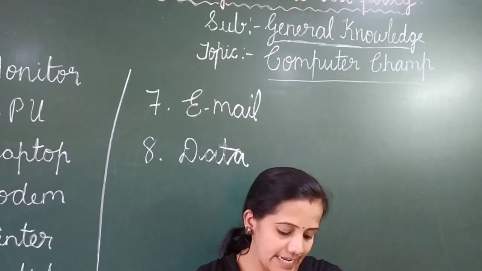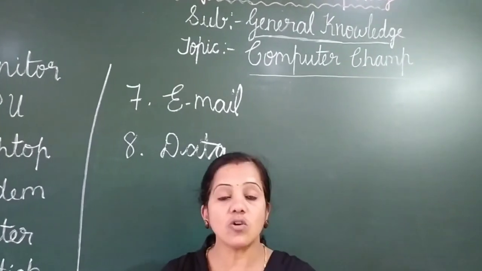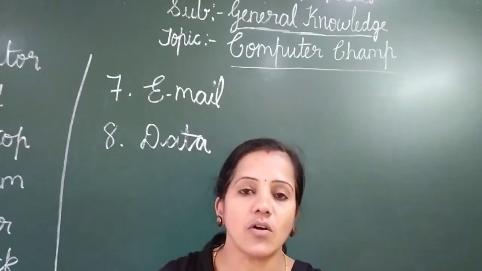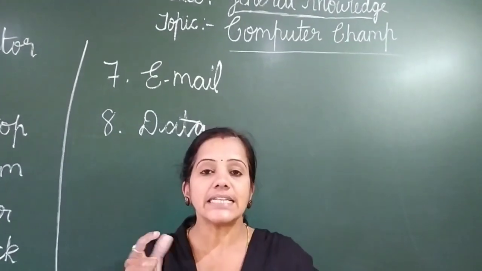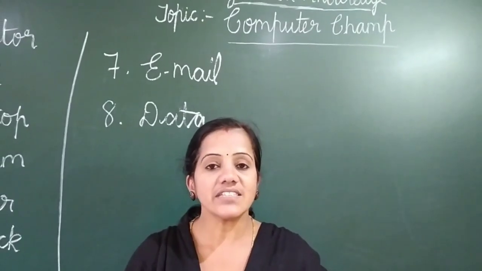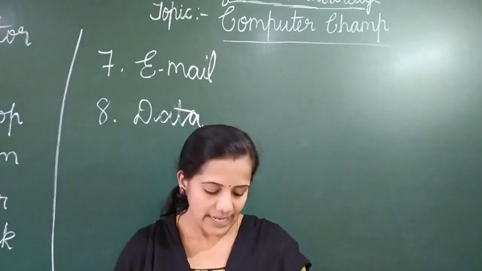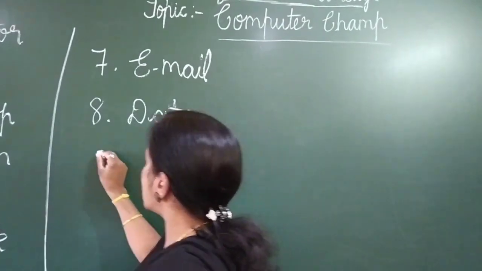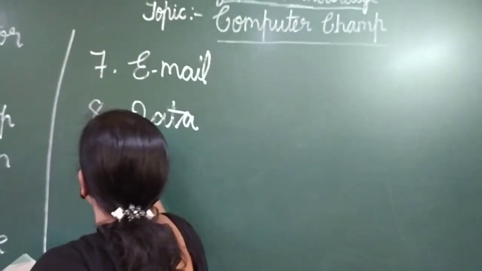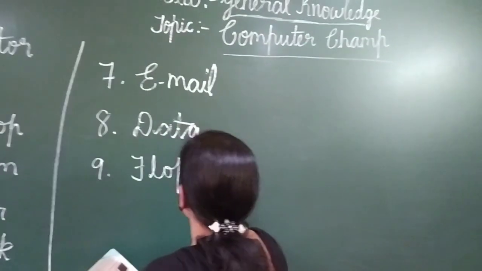A thin case enclosing a magnetic disc that stores computer data. Okay. So this is a thin case enclosing a magnetic disc in which we can store the data, computer data. So this is called as floppy disk. Okay. Ninth answer is floppy disk.